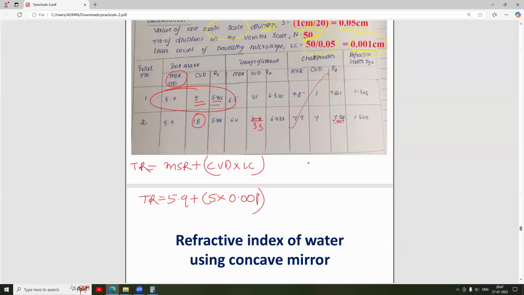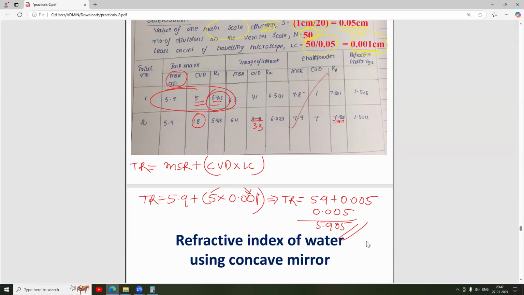So what is the total reading? That implies total reading is equal to 5.9 plus 0.005, because if you multiply this by 0.001, it is 0.005. So 0.005 has to be added here to 5.9. It will be 5.905. That is the answer. So in this way, you find out all the readings.